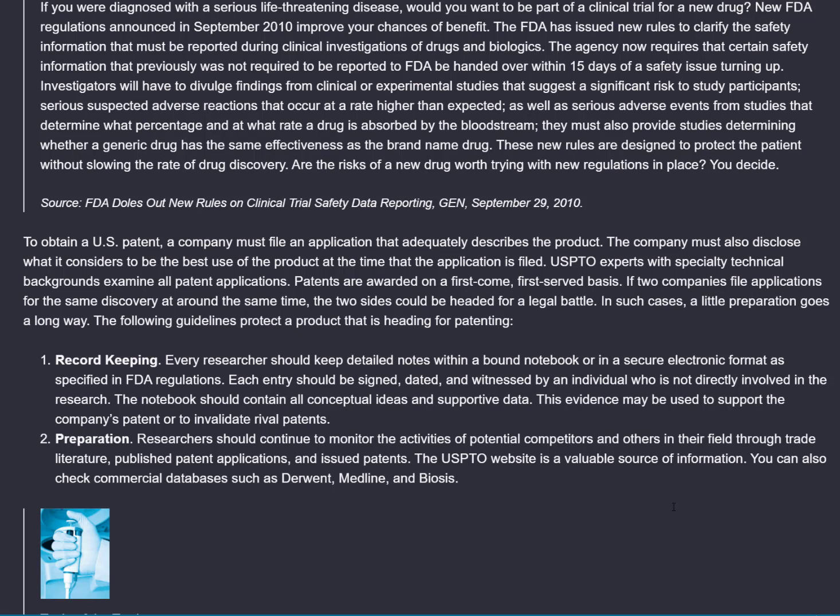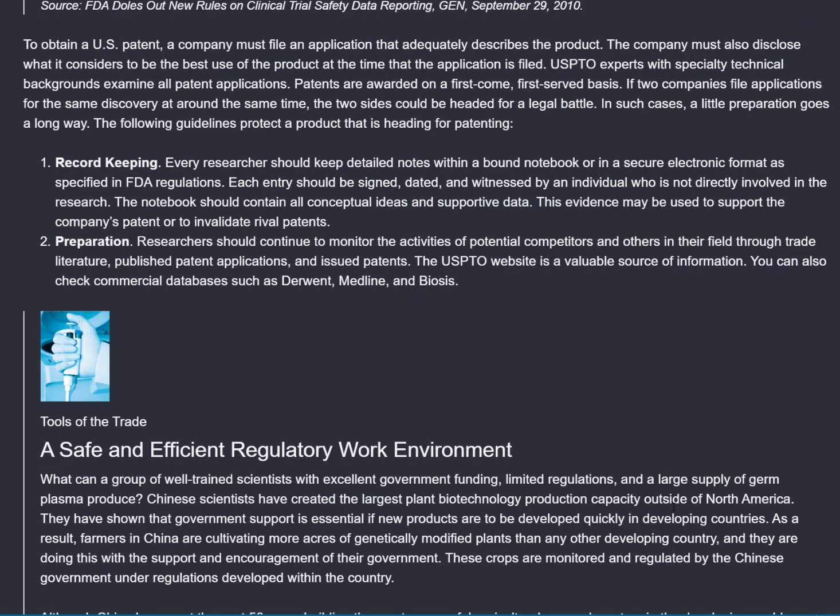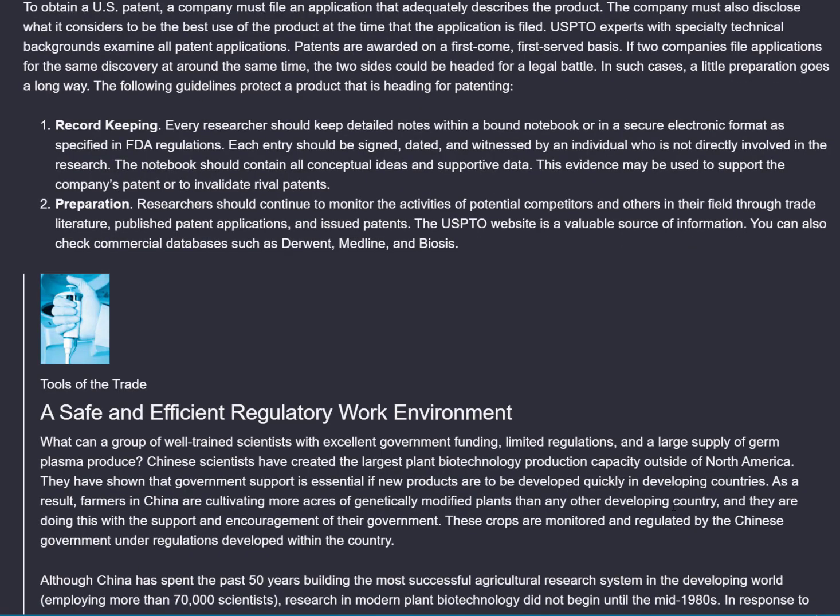Are the risks of a new drug worth trying with new regulations in place? You decide. Source: FDA doles out new rules on clinical trial safety data reporting, Gen. September 29, 2010.